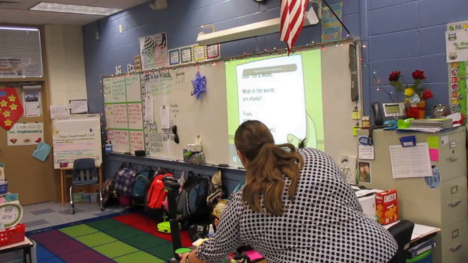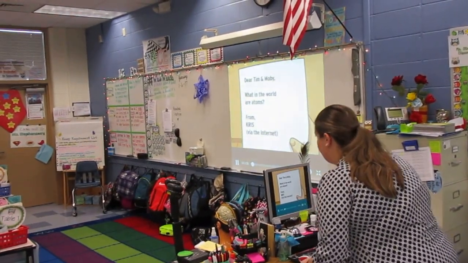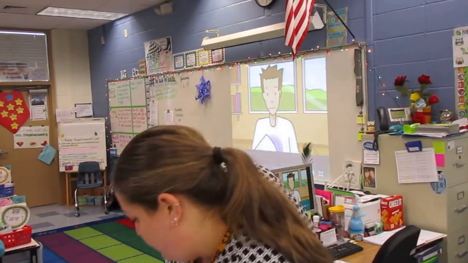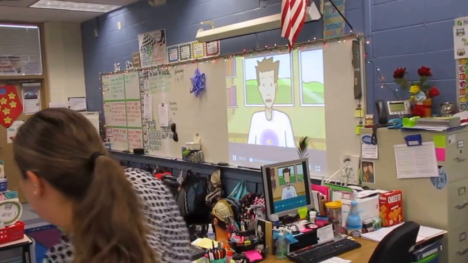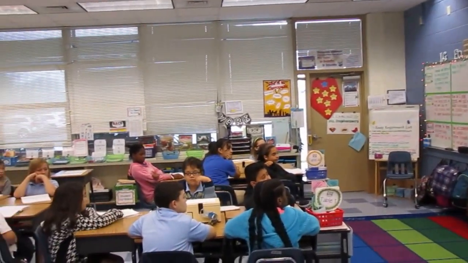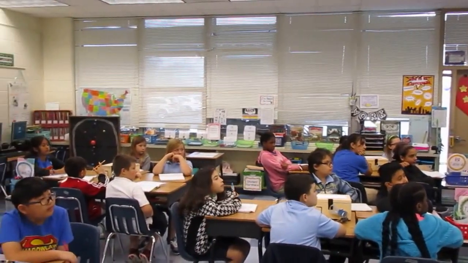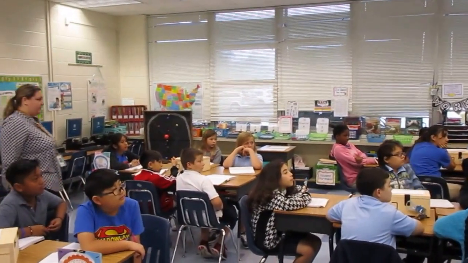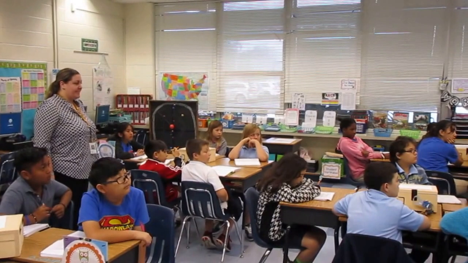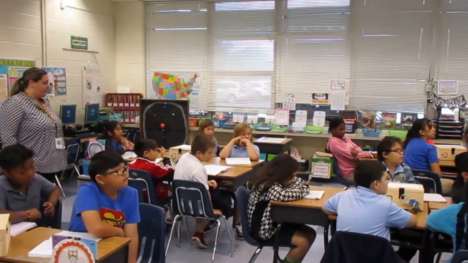Dear Tim and Moby, what in the world are atoms? From Chris. What in the world isn't an atom? Air, water, pants, leaves, robots, and humans are all made up of atoms. This is the periodic table of elements, and when you take chemistry, it becomes your best friend. This chart shows and predicts every known element in the universe: oxygen, iron, lead, and so on. These elements are all made of atoms.